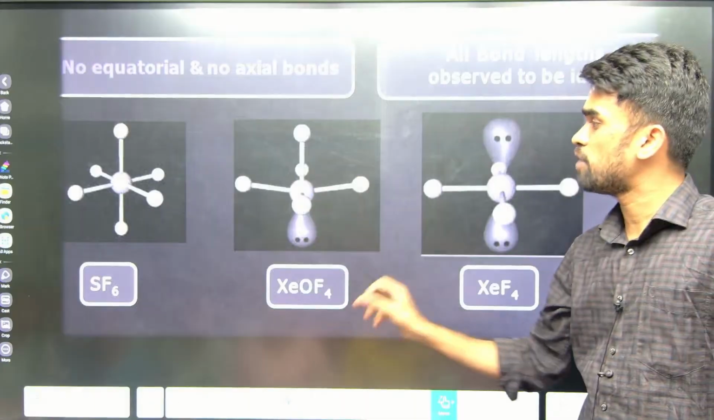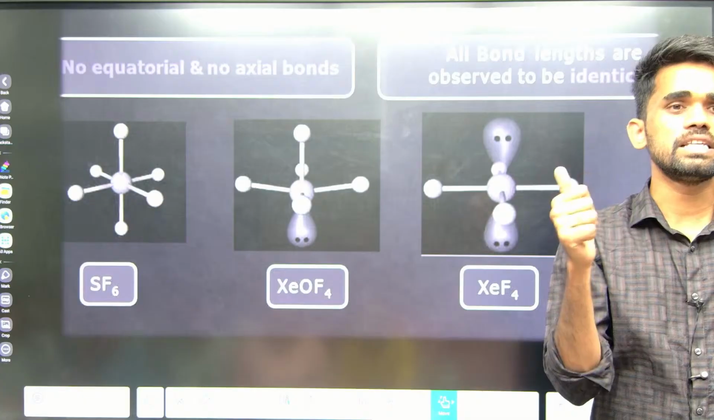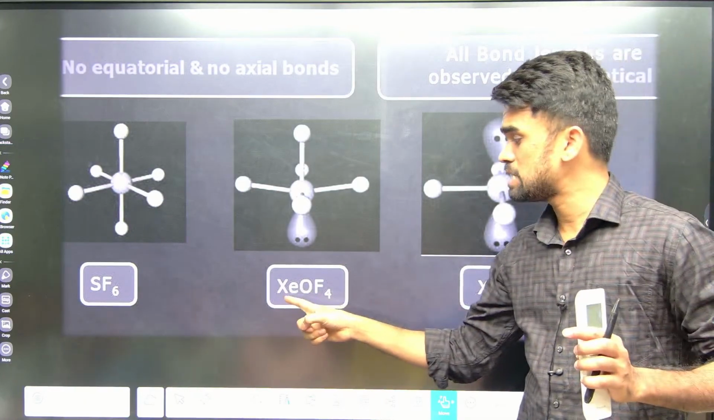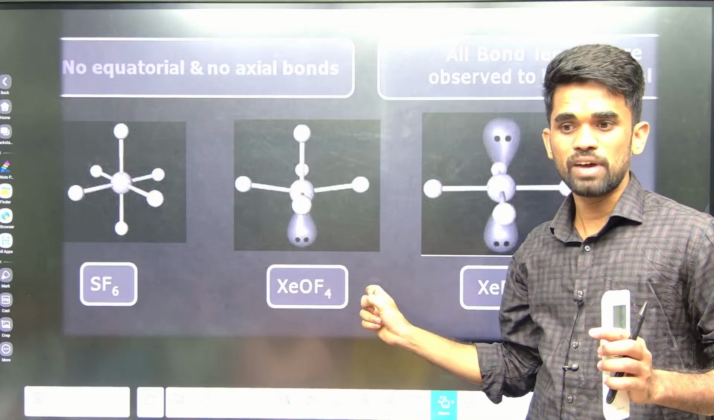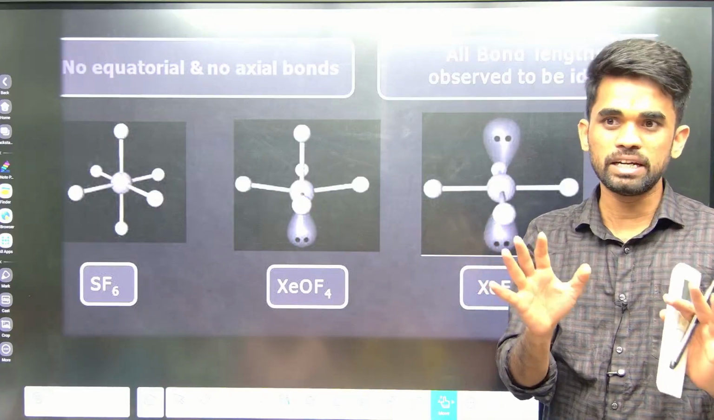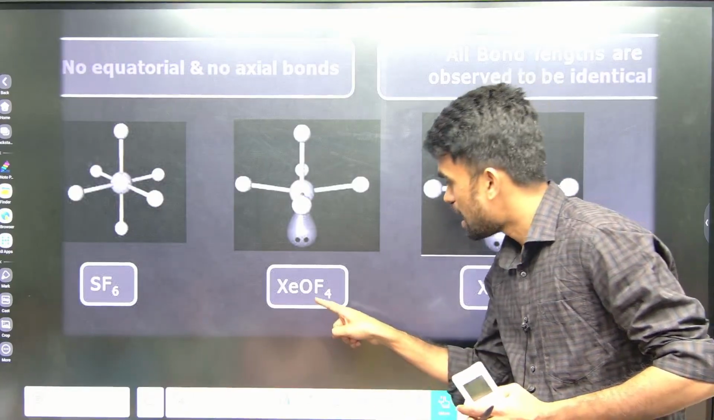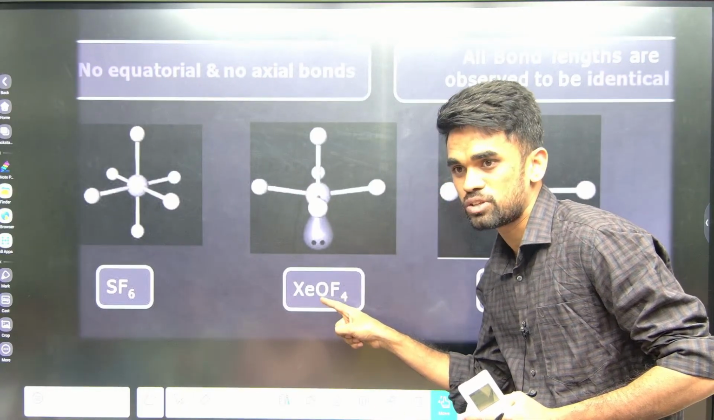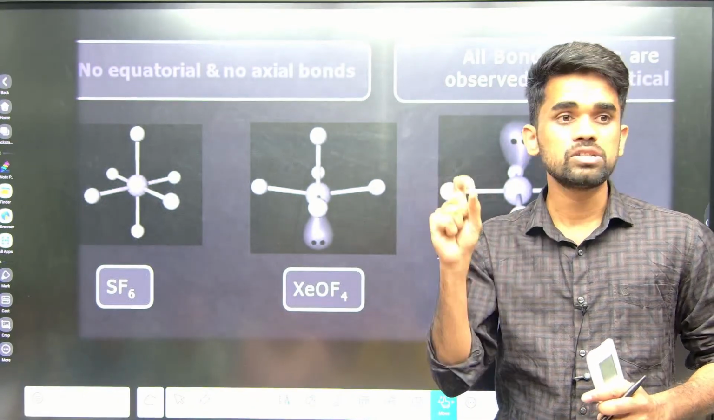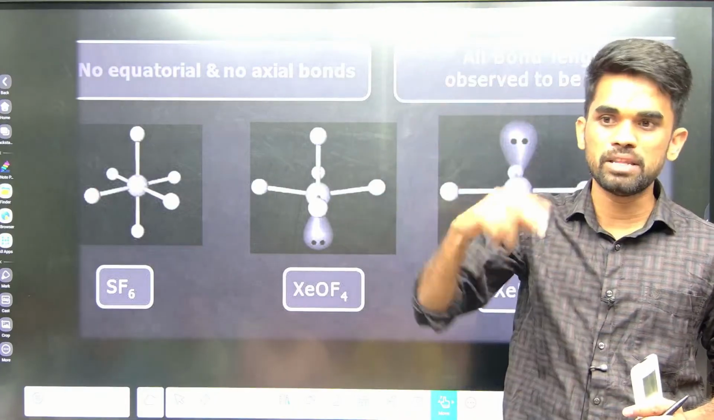Next, XeOF4, you try once. No need of pen and paper. XeOF4 means 8 plus 4 by 2, 12 by 2, 6. sp3d2 is done. Out of that 6, how many bond pairs are required? 4 fluorines and 1 oxygen are there. So out of 6, 5 are bond pairs, 1 is a lone pair. Now if we have 1 lone pair, where to place it? At the top or bottom in the octahedral geometry.